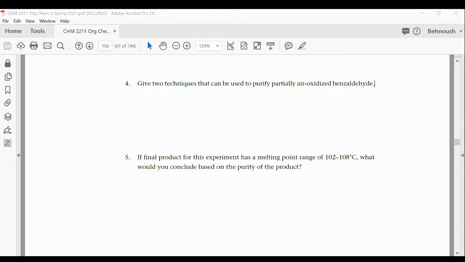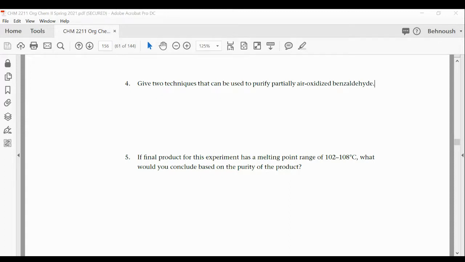110 to 111, very good. So if it's 110 to 111, that is a sharp melting point. Now, if you have something like 99 to 109, that's a 10 degree melting range. And if the melting range is broad, that means the compound is not pure. Yes.